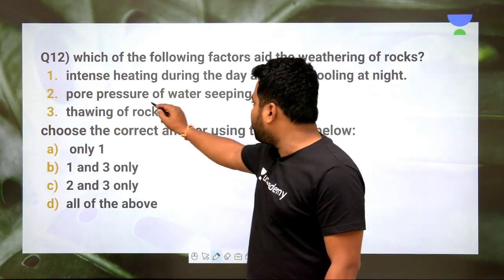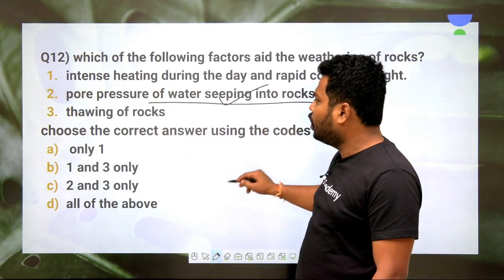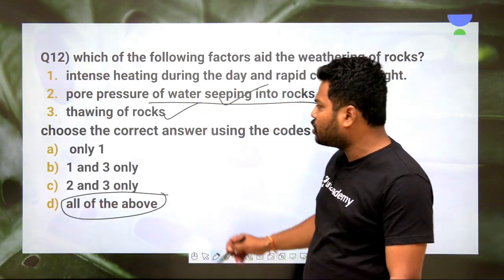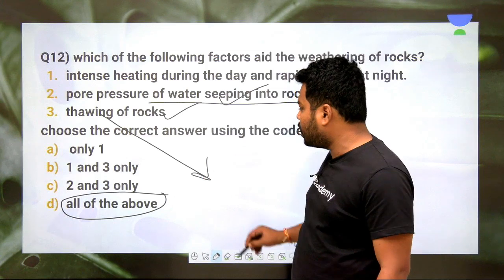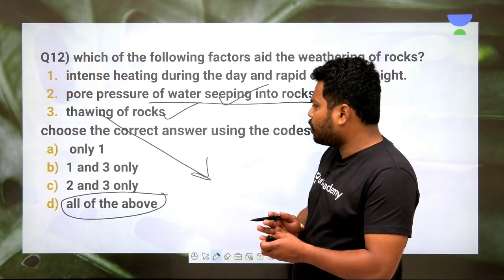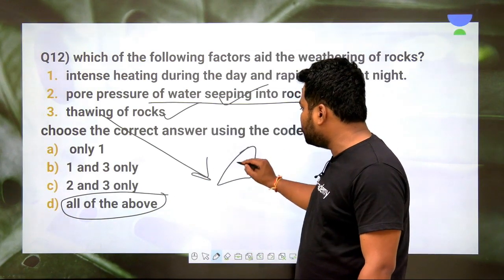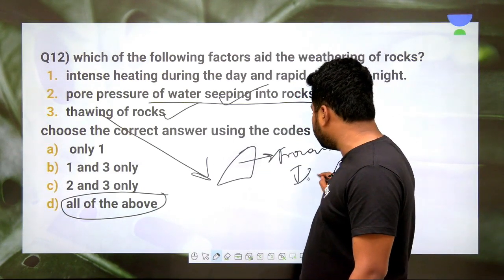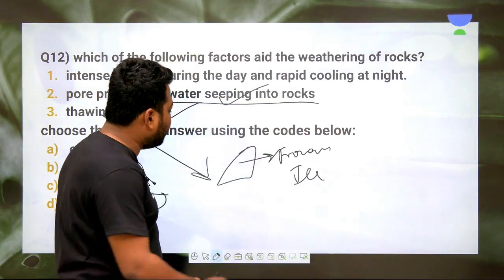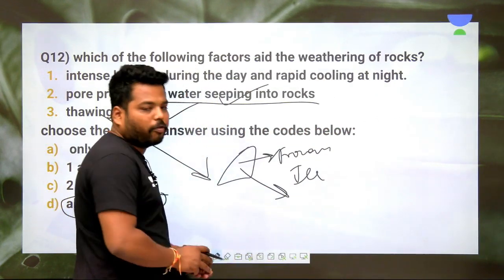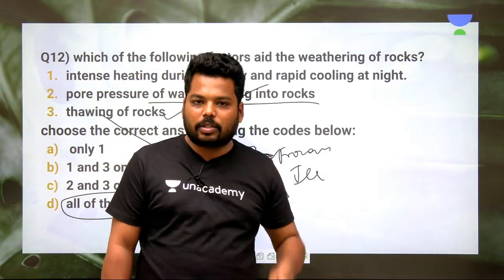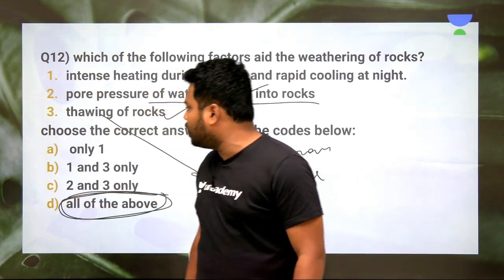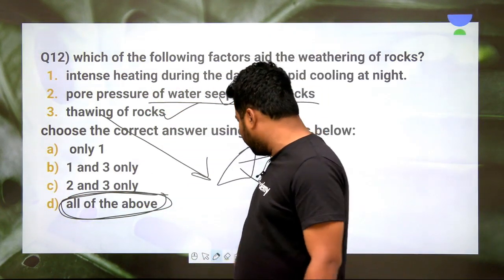Clear? Next, pressure of water seeping into the rocks, this is true. Thawing of rocks, this is true. So all of the above is the perfect answer. What is thawing of rocks? In the process of thawing, the frozen ice slowly melts away. The gradual melting of frozen ice is called the process of thawing. Clear? So all of the above statements are perfectly right.